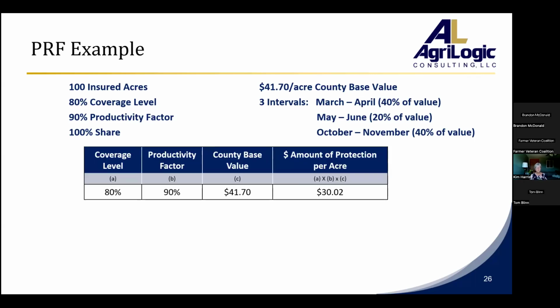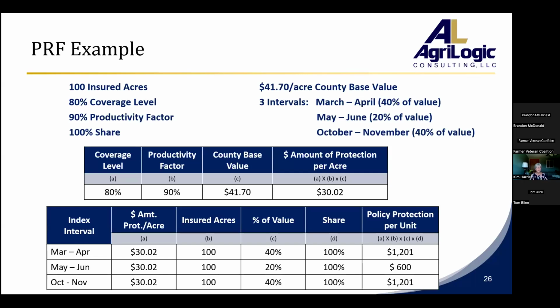So starting with our coverage level, we're going to take that times our productivity factor of 90% times that county base value. So our amount of protection per acre is $30.02. And we're going to apply that: 40% of that coverage is going to go into index interval 1, through the March-April timeframe. Another $600 in May, June, which is 20% of the total insured value.